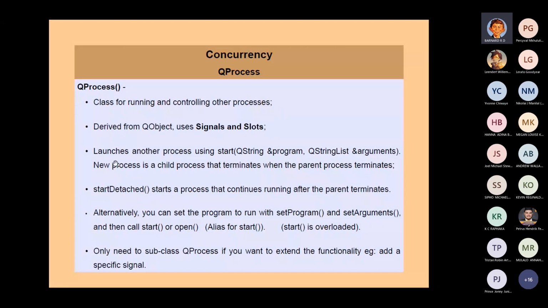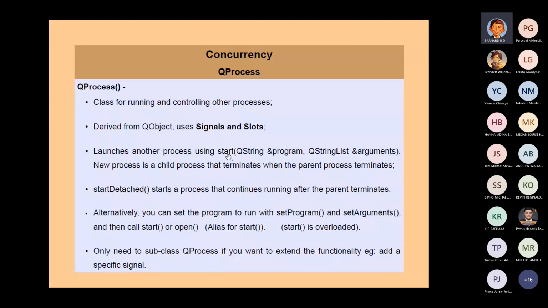QProcess launches another process using its start method, and it takes the program name as an argument, and you can pass a string list of arguments which the program will execute on startup. Those are command line arguments that you can pass to it. And this new process is a child process that terminates when the parent process terminates.